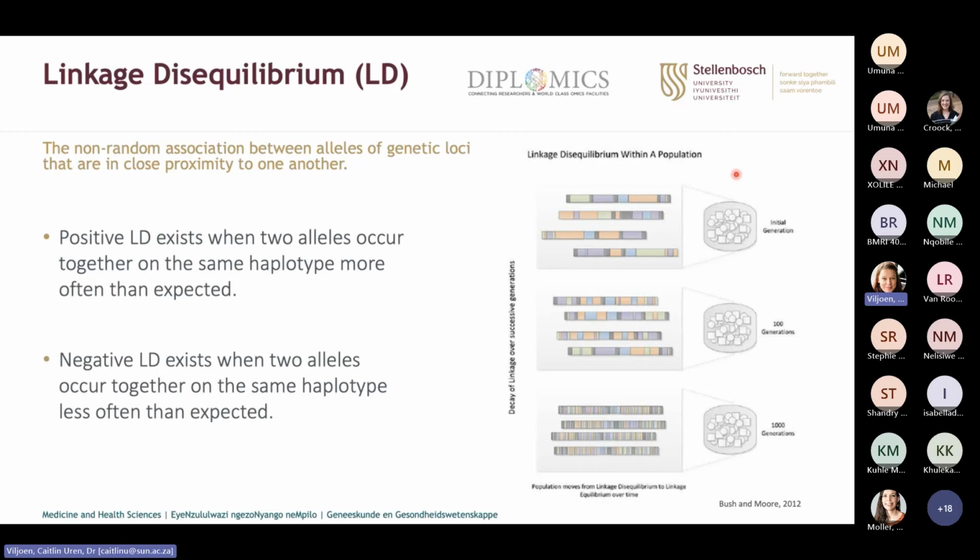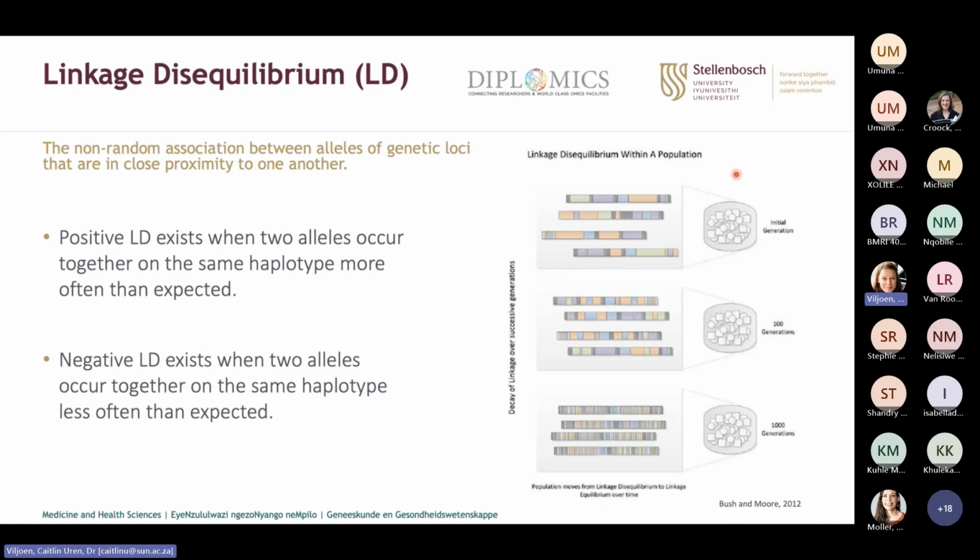So you can imagine the closer SNPs are, the closer haplotypes are, the more likely that there is LD between them. And as the figure on the right shows, it depicts linkage disequilibrium within a population. In the initial generation, which is the first block on the top, you'll see that there are quite large LD blocks, which is depicted in the various colors.